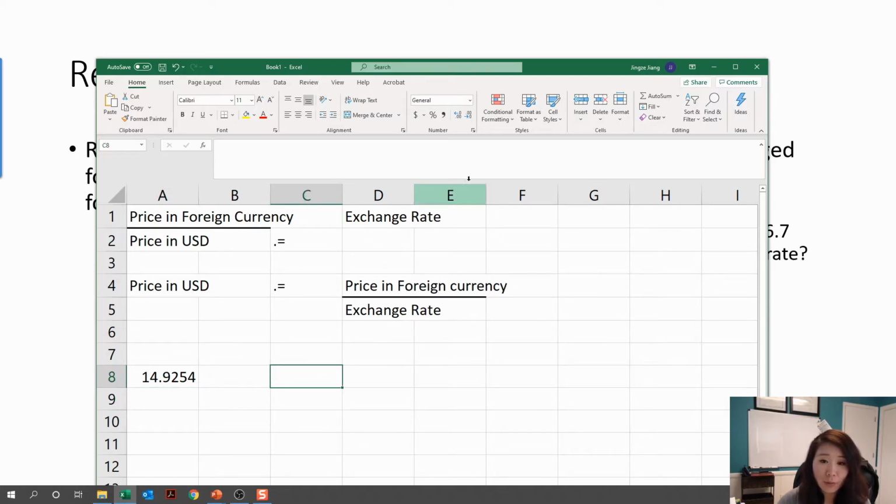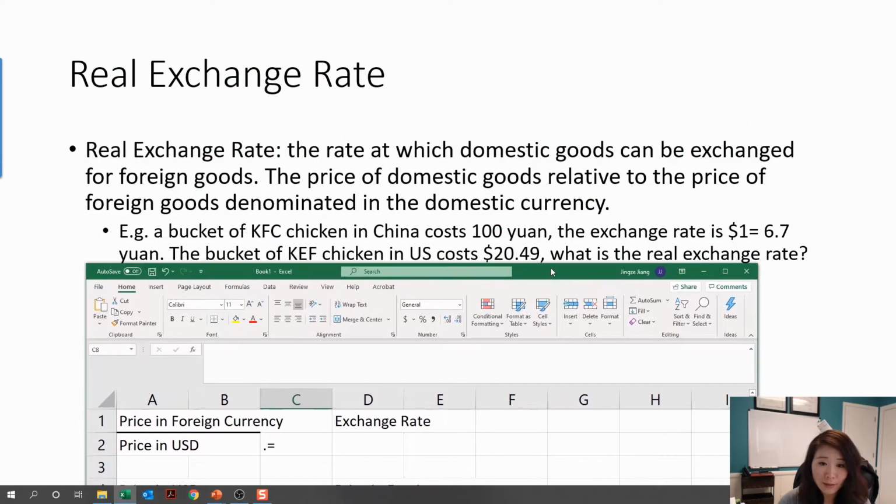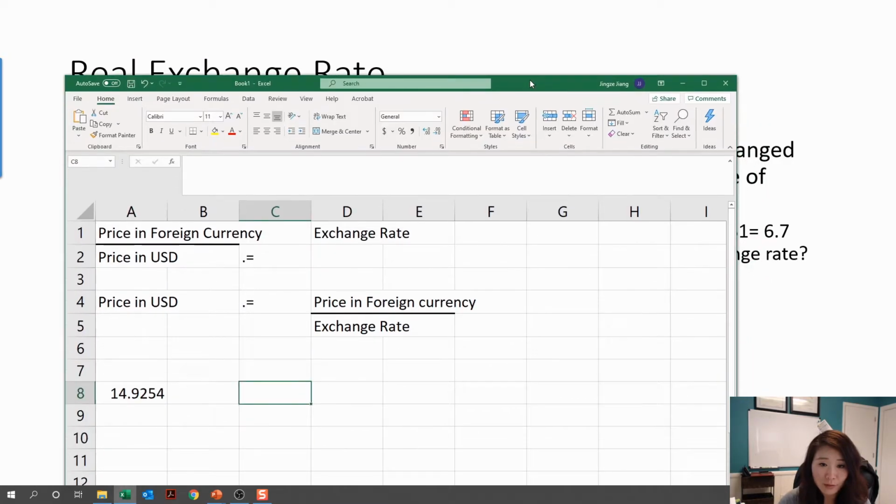So now we can start to calculate the real exchange rate. We're using the goods in the domestic market, so that is $20.49, divided by $14.93. I rounded the number to 2 decimal places. What you will get is equal to 1.37. So the real exchange rate is 1.37. This is how we calculate the real exchange rate.